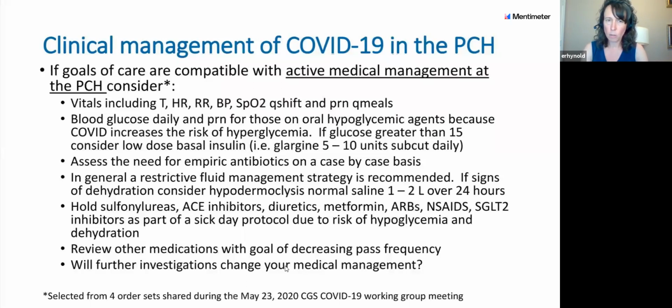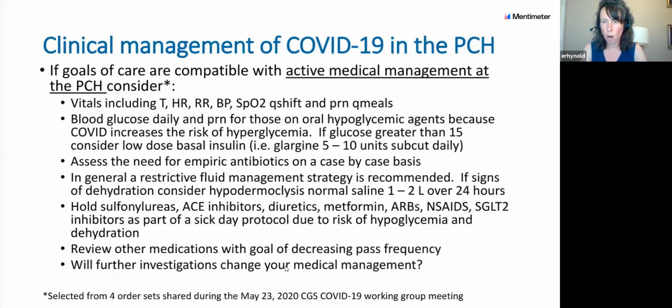There is comment on the order sheets about holding the medications that are commonly found in sick day protocols when people are at risk of being dehydrated or not eating well. So that could be the case with people symptomatic for COVID-19. With the oral hypoglycemics, there's the risk of hypoglycemia. And with the ACE inhibitors and ARBs, it's the risk of acute kidney injury if they're dehydrated, and NSAIDs often not appropriate for the frail older adults because of the risk of kidney injury, bleeding risk, and congestive heart failure.